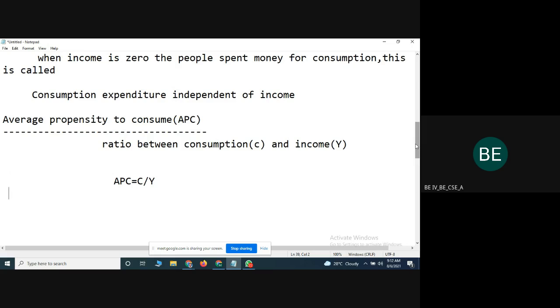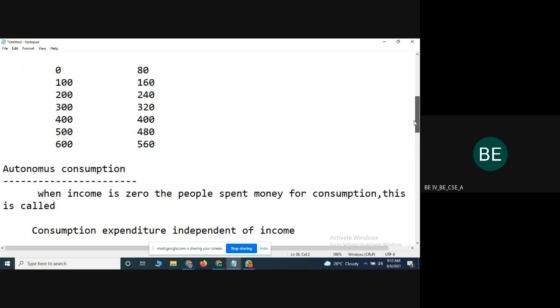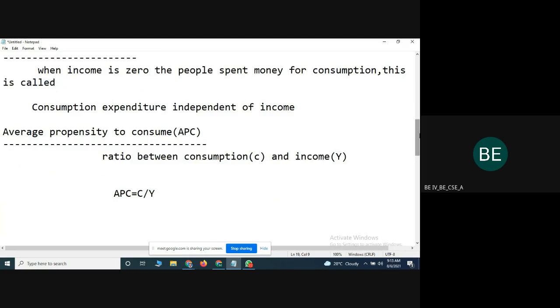For example, consider this scenario. The person's income is 100, but they are spending 160 rupees on consumption. Suppose you want to find the average propensity to consume, you apply that formula. Consumption is 160 rupees, whereas the income is 100. This is the average propensity to consume. So what is the value? 1.6.